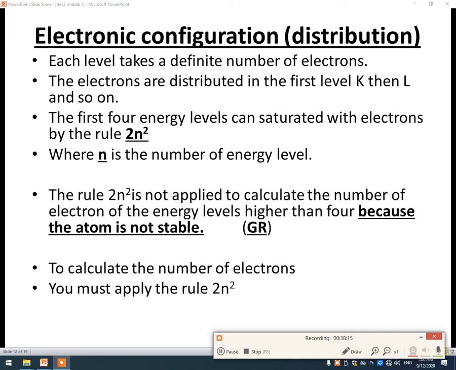Give reason question: the rule 2n squared is not applied to calculate the number of electrons of energy levels higher than 4. Why? Because the atom is not stable. Okay, so to calculate the number of electrons in each of the first 4 levels, you must apply the rule 2n squared.